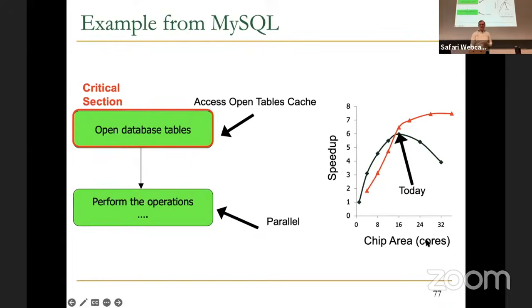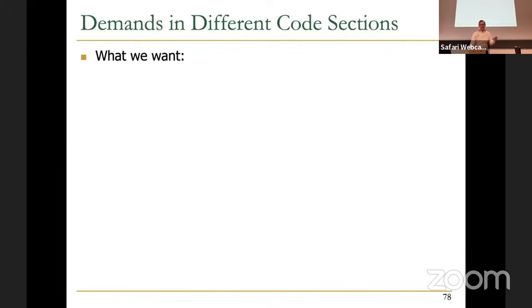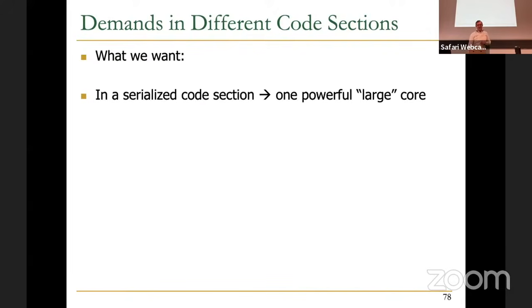This is called the scalability curve in parallel processing. Essentially, you're computing the speedup of multiprocessor versions compared to a single processor version. And this is where the performance scales up to. I don't know what that core is, but 16 cores or so, right? 16 core area equivalents. With an asymmetric multiprocessor, you can do much better, basically. Okay, we'll see more examples. Okay, so let's take a look at what fundamentally we want, right? Fundamentally, in a serialized code section, you want a powerful large core.